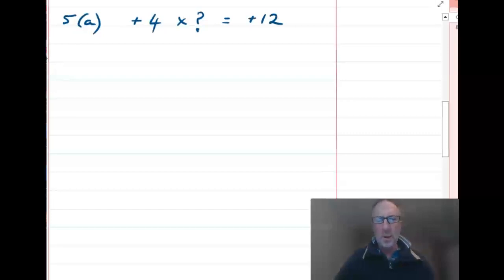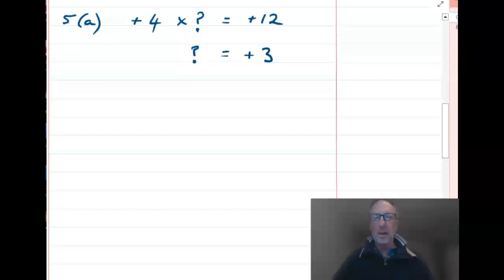So just because of my question mark, I'm going to put my equals down here. It doesn't matter, it's always better to leave a little bit more space than not enough space. So now what do I multiply by 4 to equal 12? In actual fact, I'm going to write it as a proper maths statement. I'm going to say that the question mark must be equal to positive 3. And that's how we're going to write that one down.